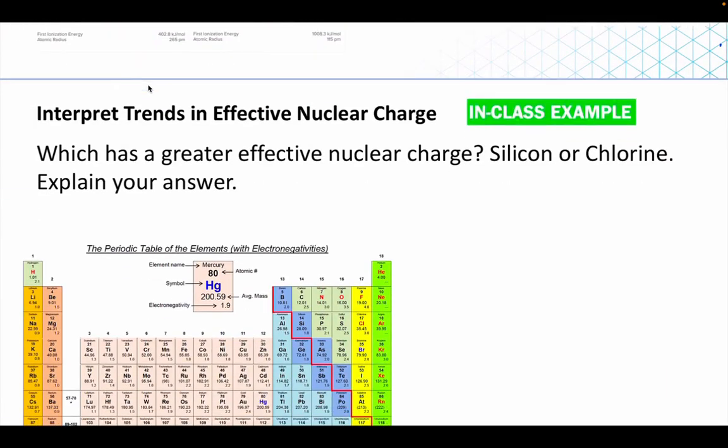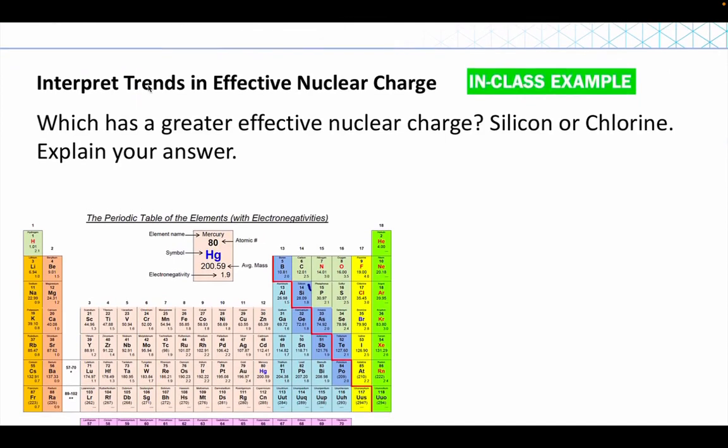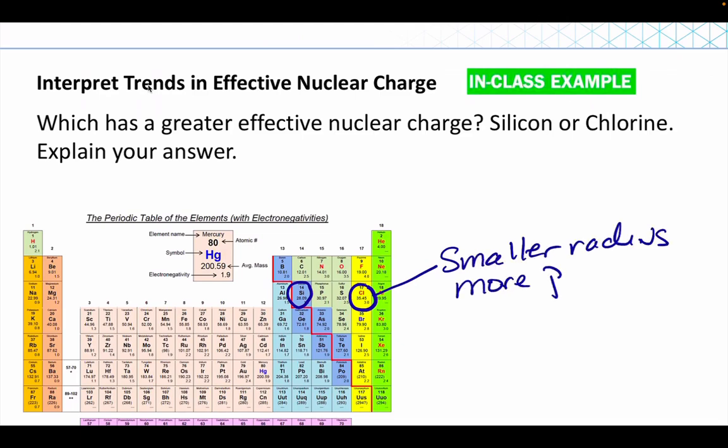So between silicon and chlorine, chlorine will have a greater effective nuclear charge because it's got a smaller radius. It's got more protons. So the electron on the outside is going to experience more of that feel of that positive nucleus.